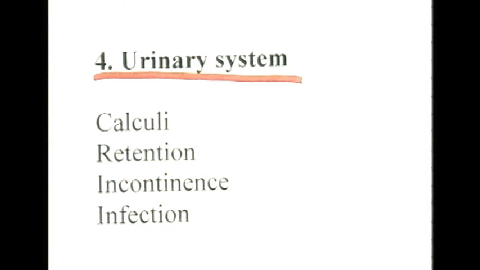Problems include formation of calculi in the urinary system, both in the ureters, the bladder, and possibly affecting the urethra as well. Retention of urine, difficulty getting rid of the urine from the bladder, difficulty in passing the urine. Incontinence, inability to control the flow of urine. And infection in the urinary system. So several problems there which can affect the urinary system.